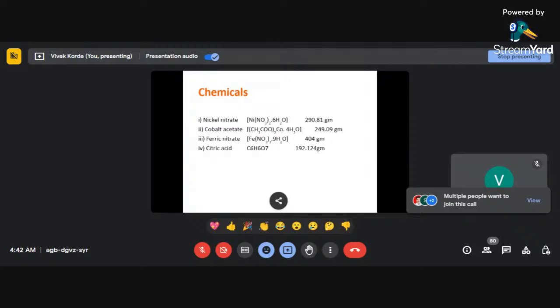So these are the chemicals and their chemical formulas mentioned here, of nitrates. One, cobalt acetate, is taken instead of nitrate, and their corresponding molecular weights are given. So next slide.